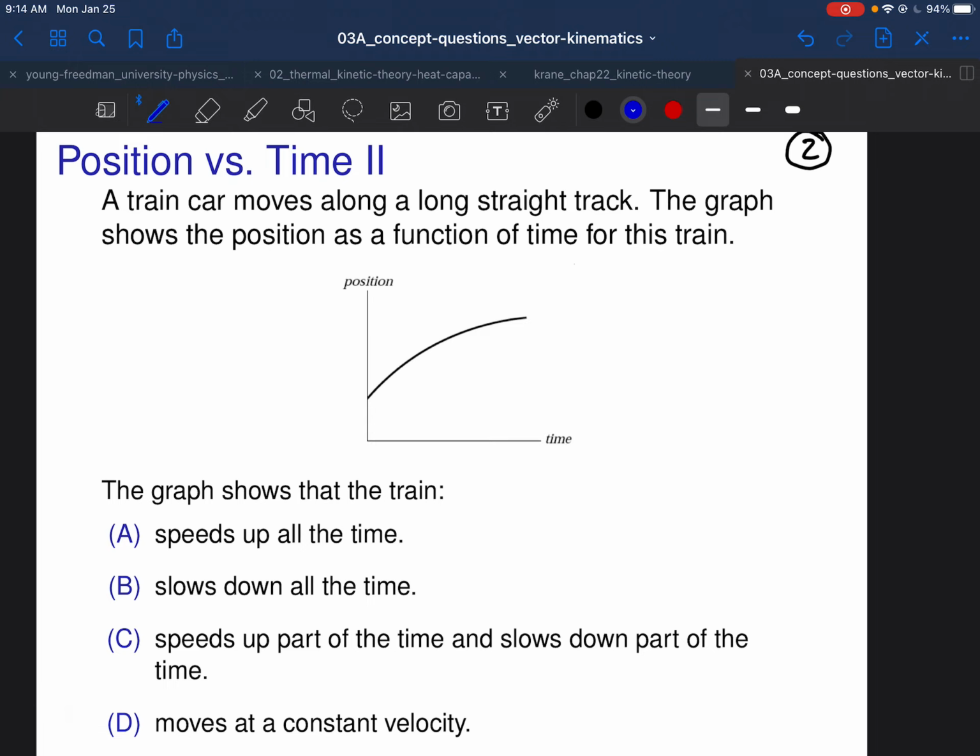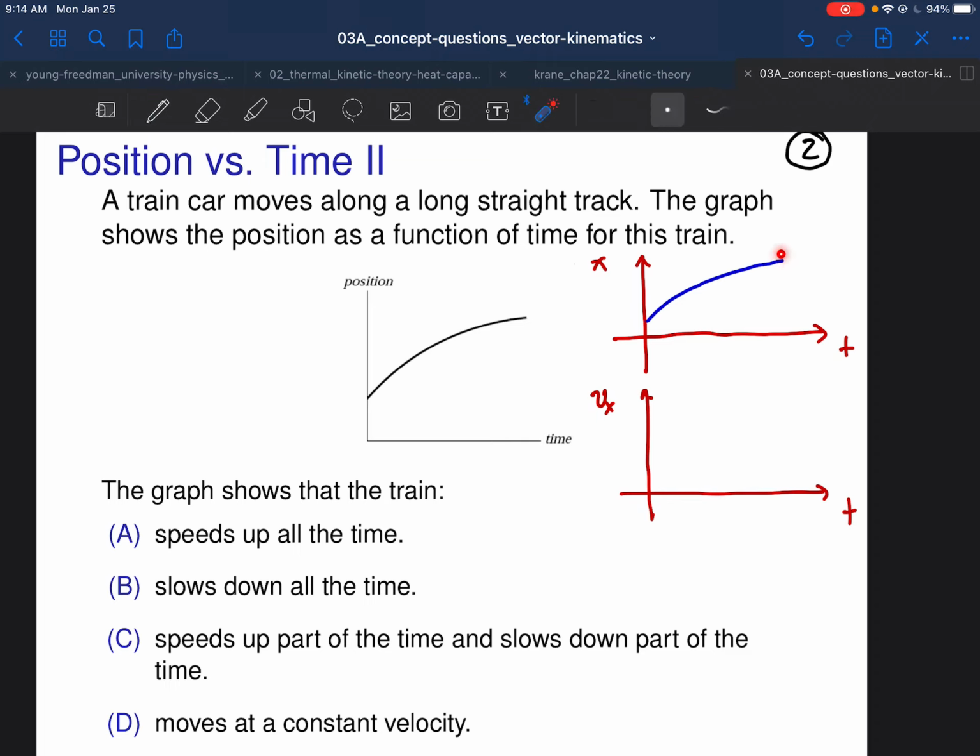A train moves along a long straight track, and the graph shows position as a function of time. So what is happening to the train? Well, let's redraw this like we were doing before in terms of the position and the velocity graphs. So this is x versus t, and this is v sub x versus t, which is telling you what the slope is. So it looks something like this. So it's sort of nearing a zero slope at the end, although it doesn't look like it ever reaches zero. So at no point on this graph are we going to find a zero velocity.